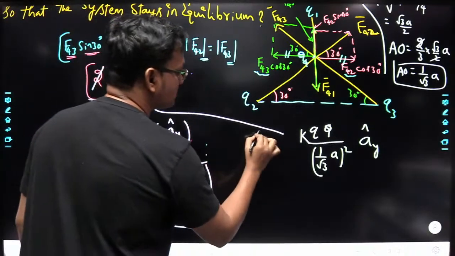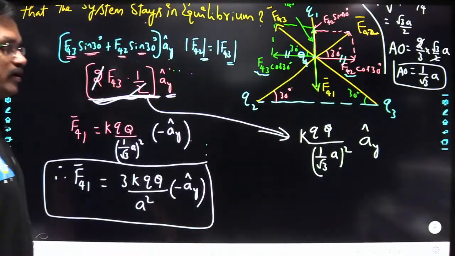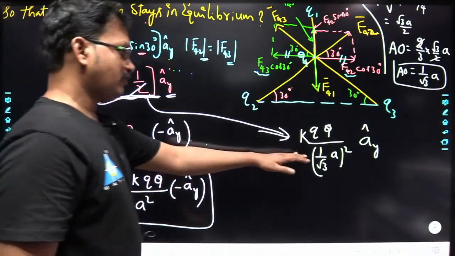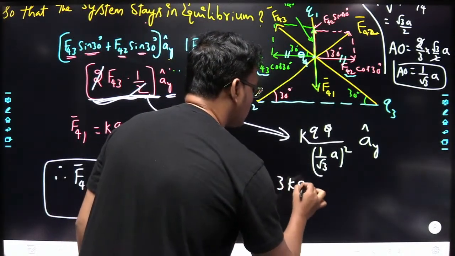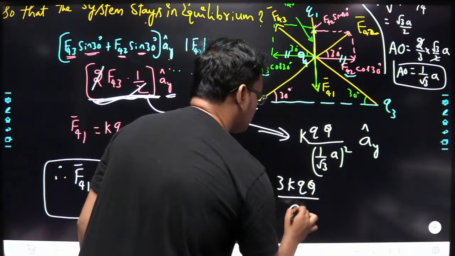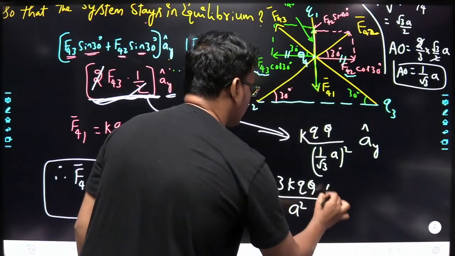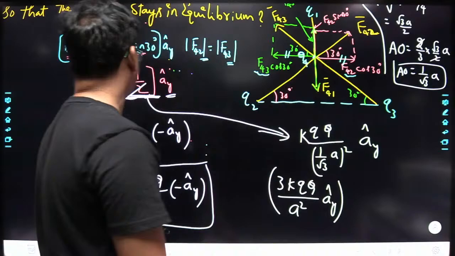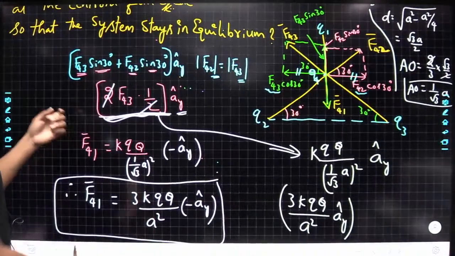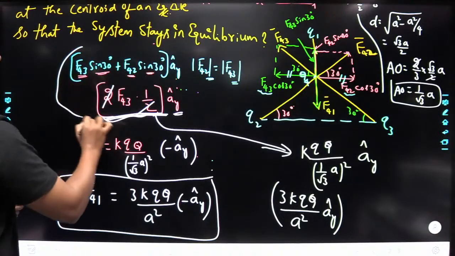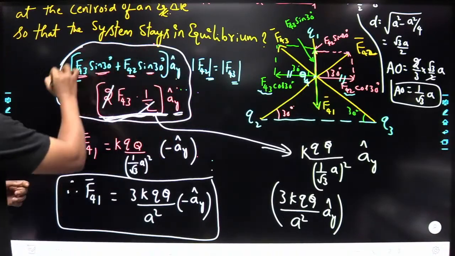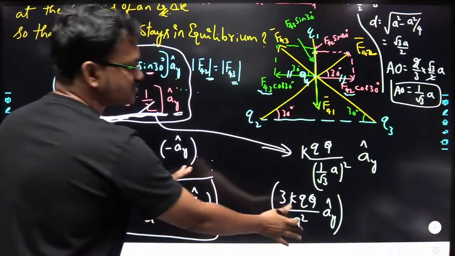So this total value we got as K into q into capital Q by (1 by root 3 A) whole square, that is 3 K q capital Q by A square into y cap. Right? Okay. So this total force here is acting in positive y direction.